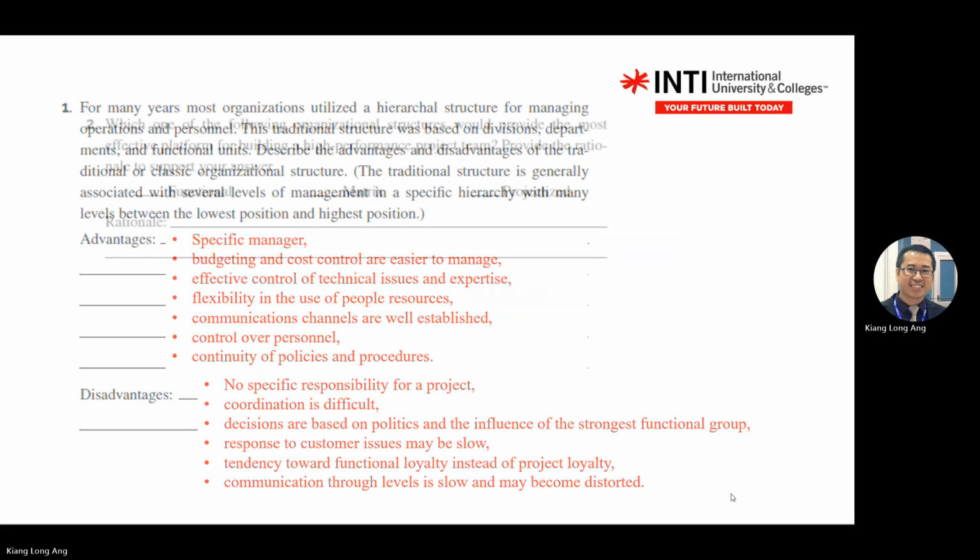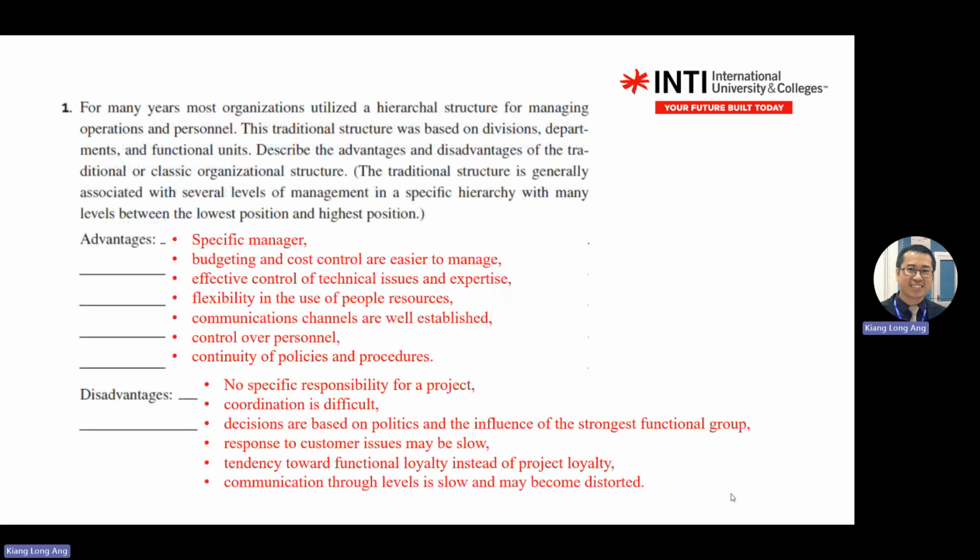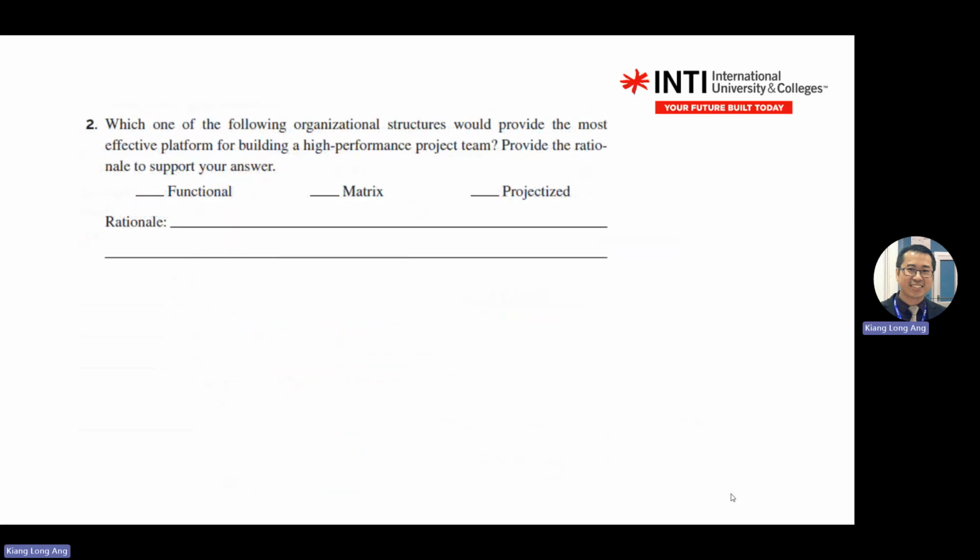Okay. So you are given the traditional. The question you haven't seen is on matrix, so go and focus on matrix. Which one of the following organization structures will provide the most effective platform for building a high performance project team? We use the word project team. Provide rationale, which means reason to support your answer.